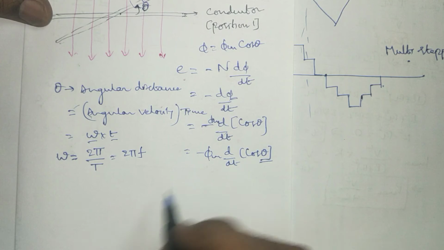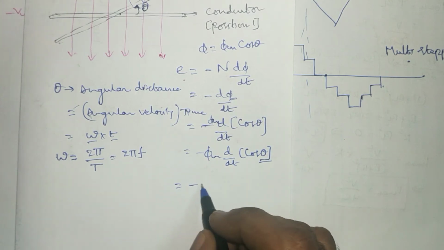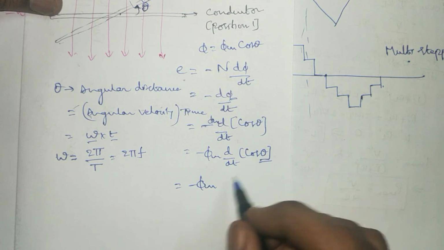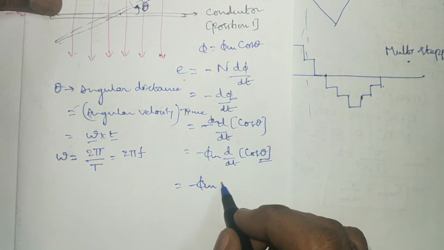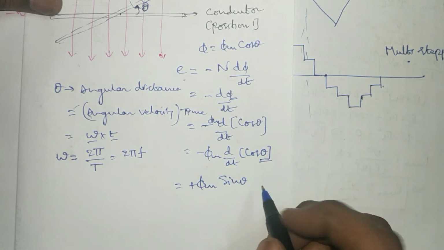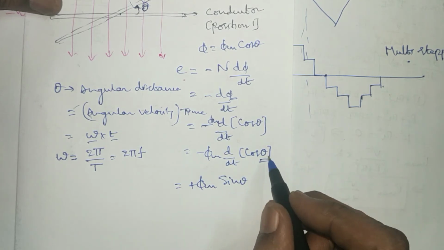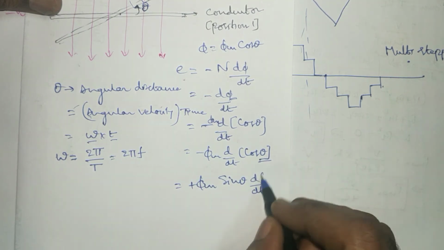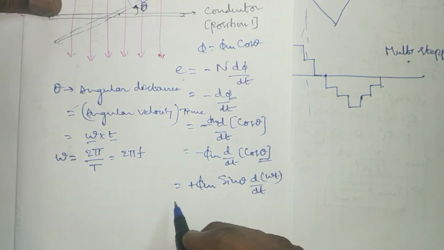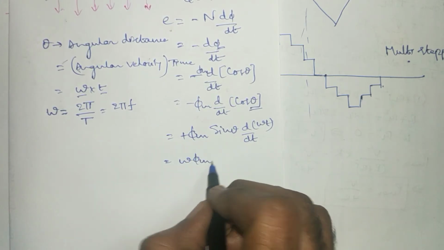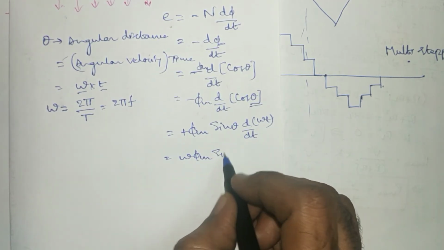Okay, now let us come to this. This is equal to minus phi m into d by dt of cos theta. Derivative of cos theta with respect to t will be minus sin theta. Already one minus is there, so minus of minus becomes plus, and as we have theta equal to omega t, again we have to differentiate theta, that is omega t. Then it becomes equal to omega phi m into sin theta.